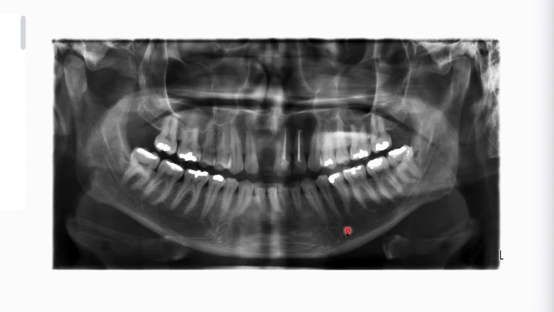Radiolucency in the premolar, molar region, bilaterally. Can you see here also? What is it? Submandibular fossa. Very good. Super. So this is the submandibular fossa. Right, any doubts you have in this panoramic radiograph?